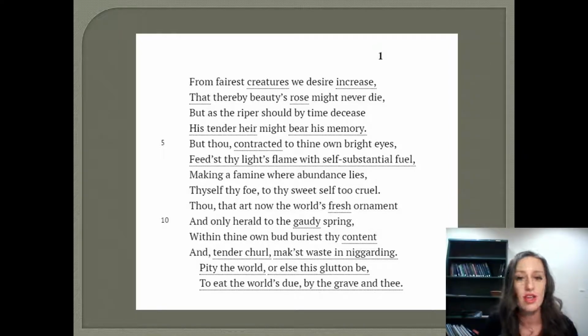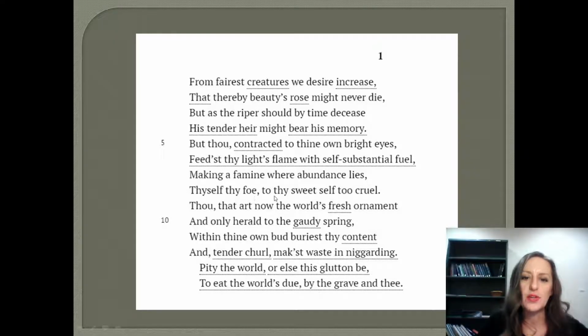Okay, so he's saying, from beautiful people, we want more beautiful people, that beauty's rose might never die. And when you get old, you'll have a beautiful heir for us to all remember your beauty by. But thou, contracted to thine own bright eyes, feedest thy light's flame with self-substantial fuel, making a famine where abundance lies. So the young man seems to be opposed to getting married.